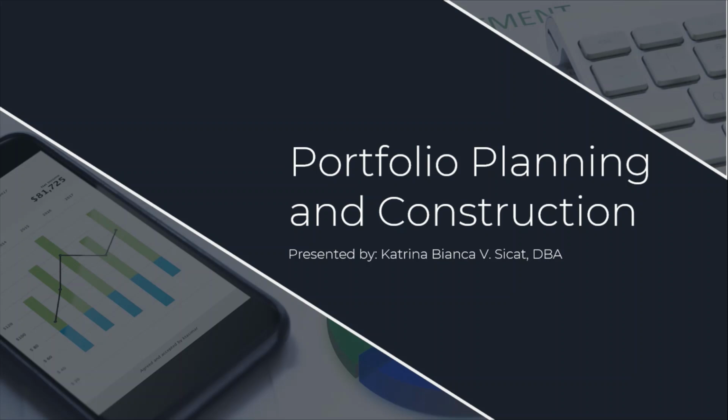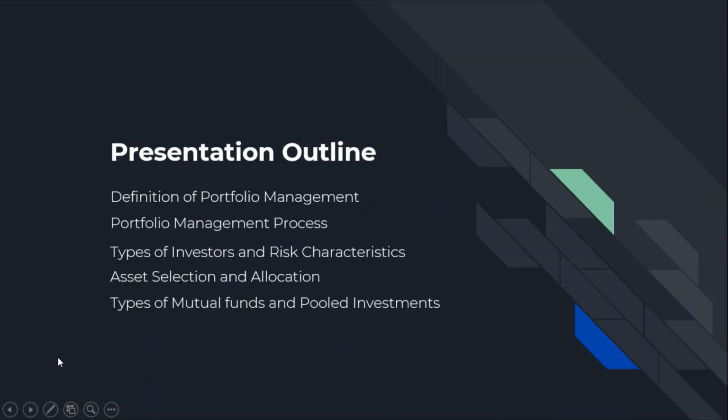Okay, so before we proceed to our discussion proper, let me read to you this presentation outline, which is going to be the direction of our lecture video for today. First, we're going to define what portfolio management is all about. The portfolio management process is the backbone of our discussion for today, the entire rigorous process of portfolio management. In that process, we are going to discuss the types of investors and risk characteristics. Also, under the portfolio management process, we will discuss asset selection and allocation. And last would be the types of mutual funds and pooled investment.